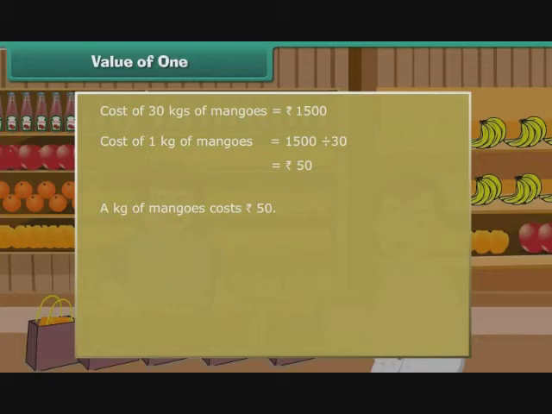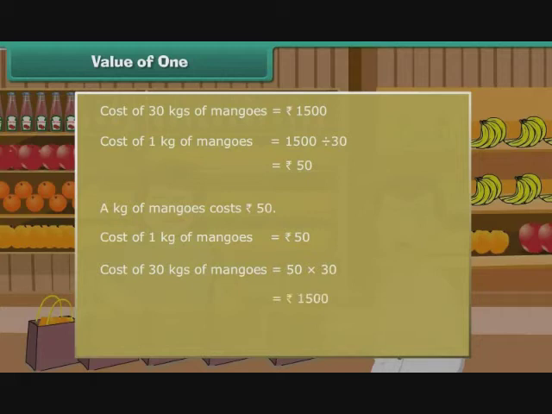50 rupees. Let us verify our division. Cost of 1 kg of mangoes is equal to 50 rupees. Cost of 30 kgs of mangoes is equal to 50 into 30, which is equal to 1,500 rupees. As per the question, Vivaan spends 1,500 rupees on 30 kgs of mangoes. So, we verified that our division operation is correct.